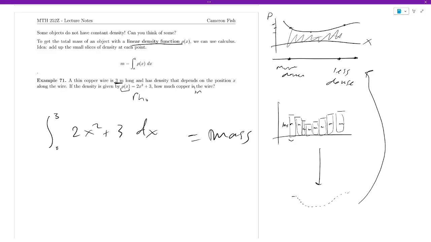How did I know it was 0 to 3? It's technically not really said in the problem, but if you're imagining this wire, it's 3 long. When they give us this density function, that's assuming that you're starting at 0. It says x is the position along the wire, so that only makes sense from the left end of the wire going down the length of the wire. X is tracking how far along the wire I am. And I better start at 0 at the beginning of the wire and go all the way to 3 at the end of the wire, right?